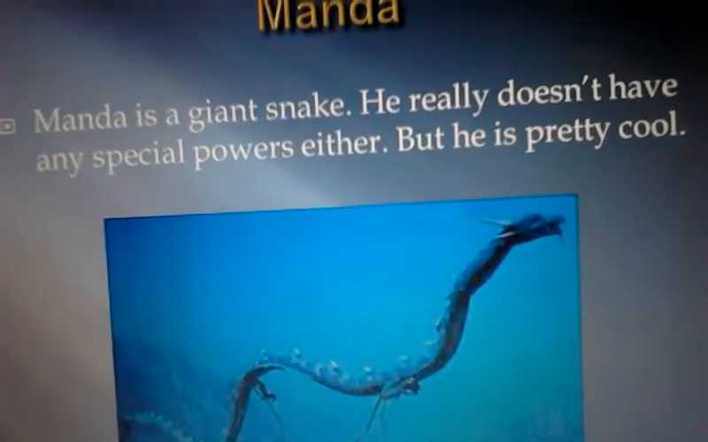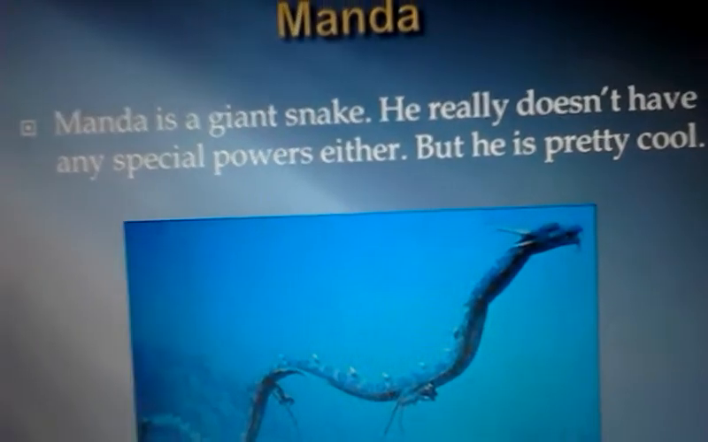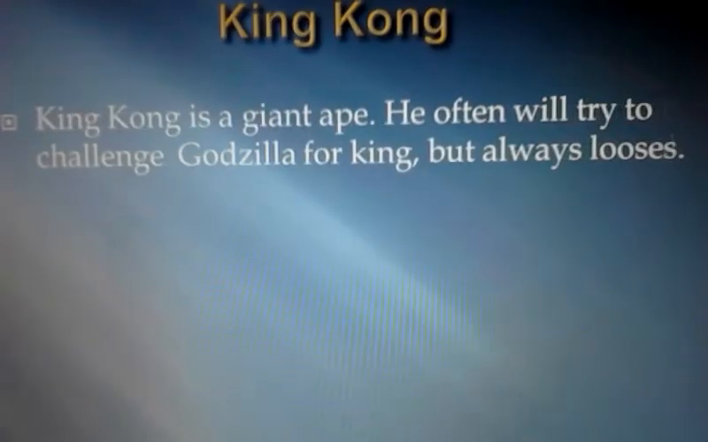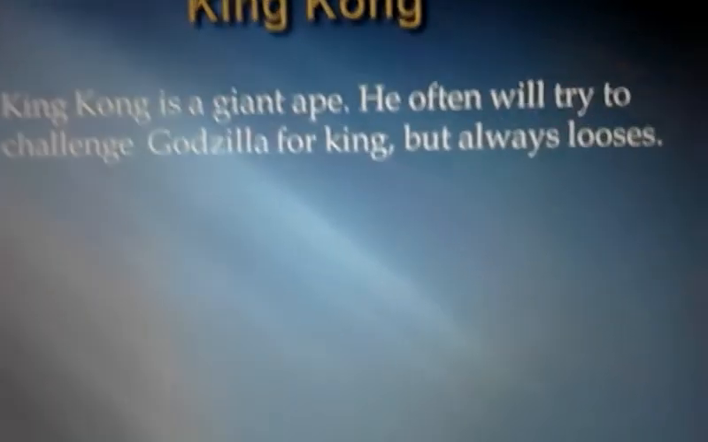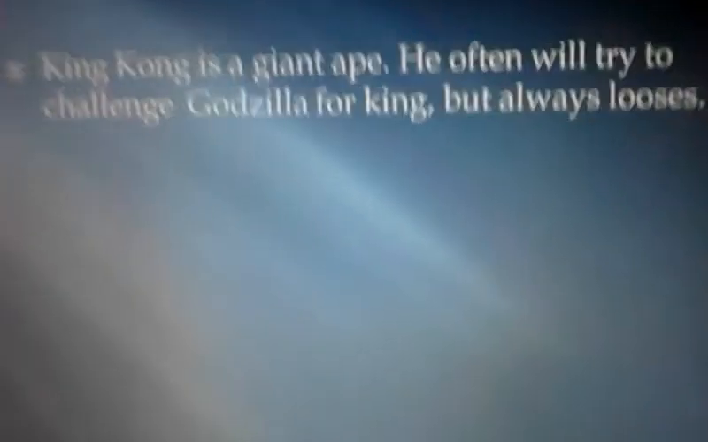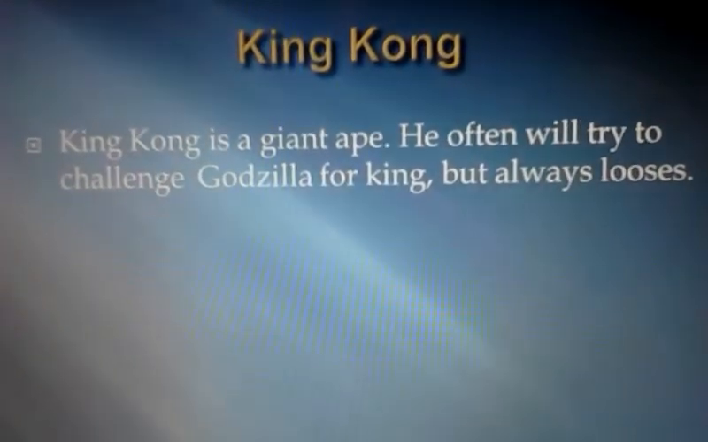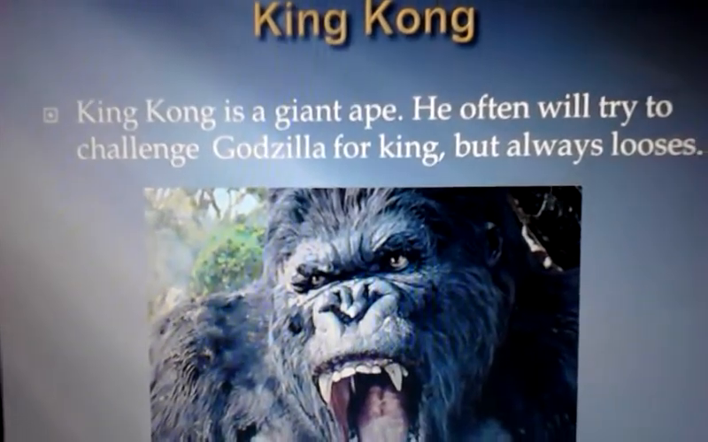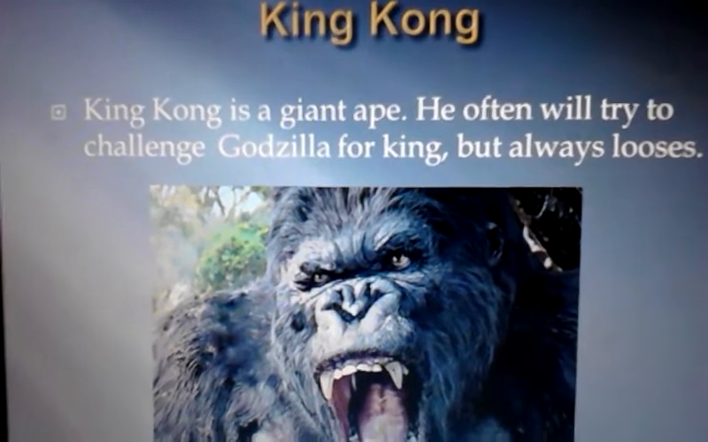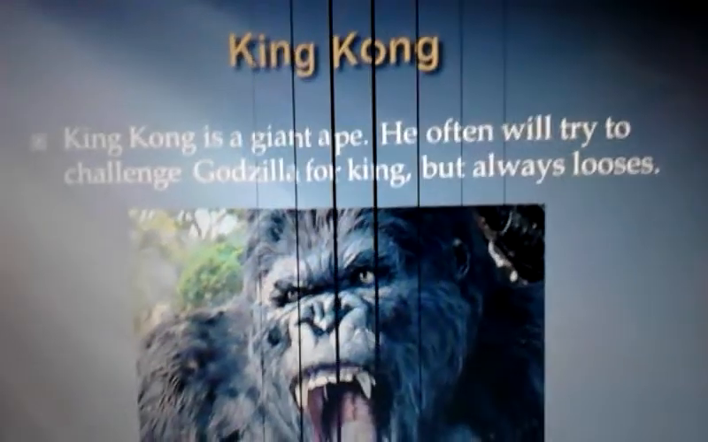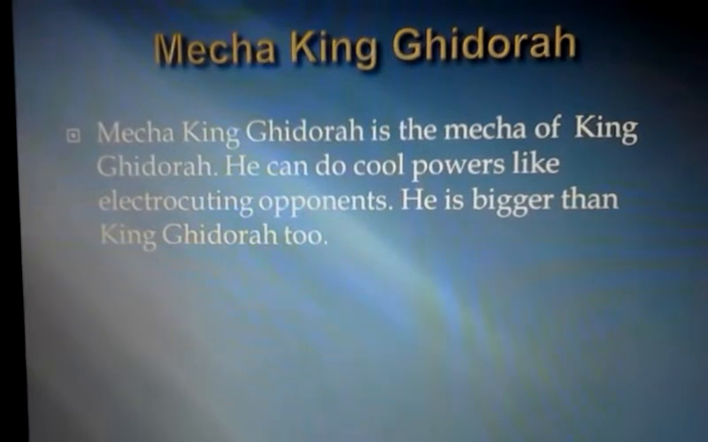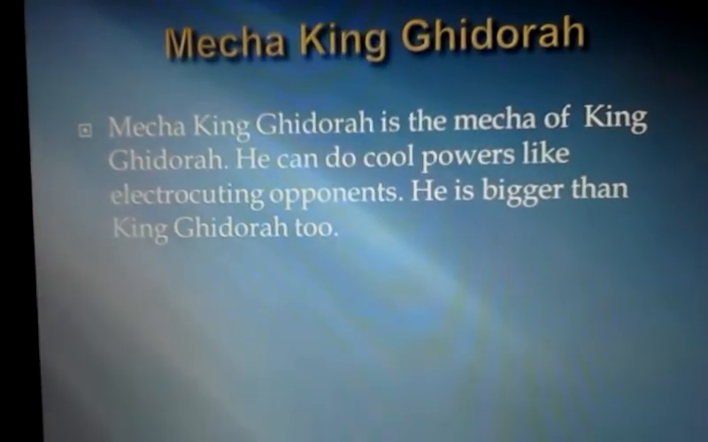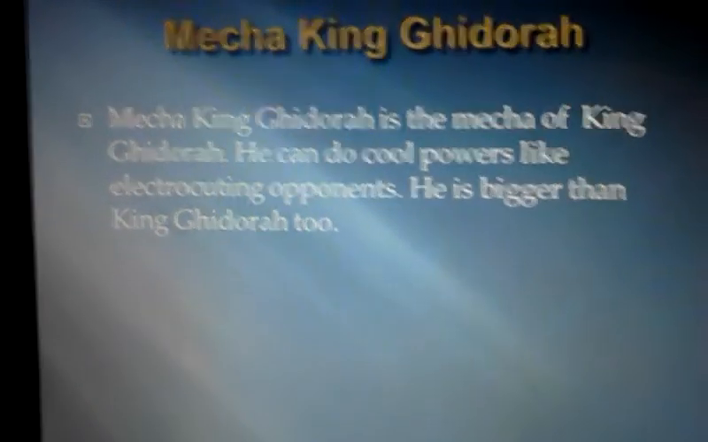This is about Manda, a giant snake. And that animation was Float Up. And this one's about King Kong, which I think most of you would already know about. He's a giant ape. And this transition is called Bounce, I think. Bounce. Now that transition was Blinds.